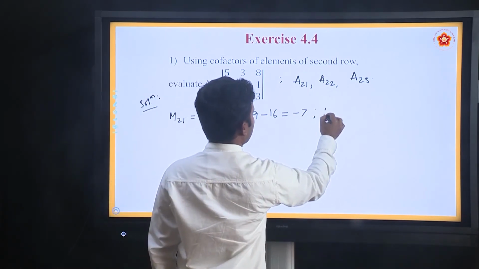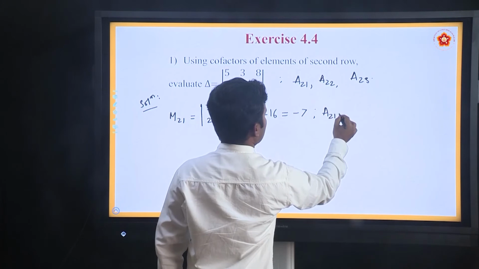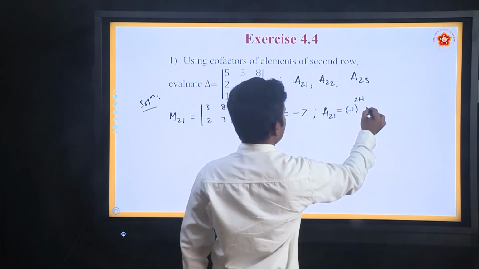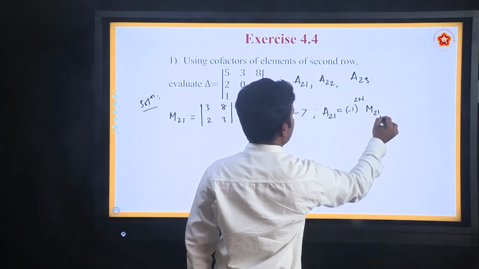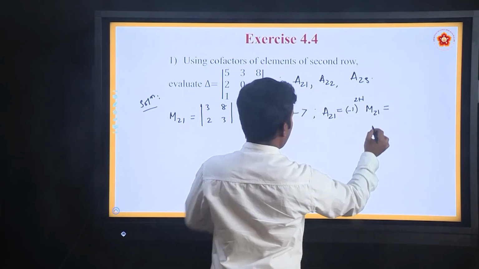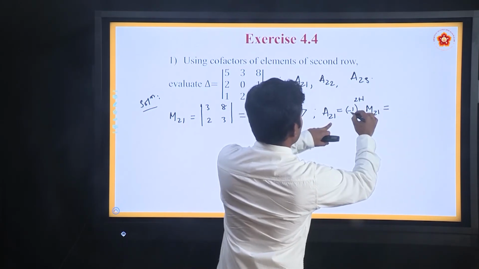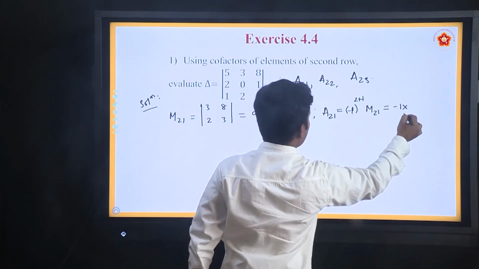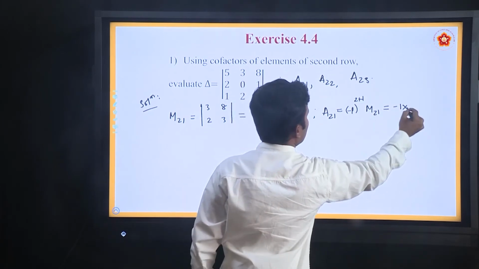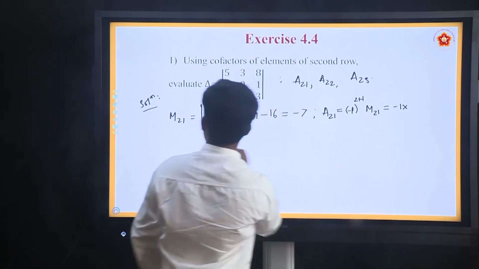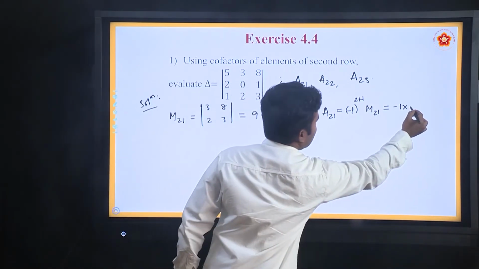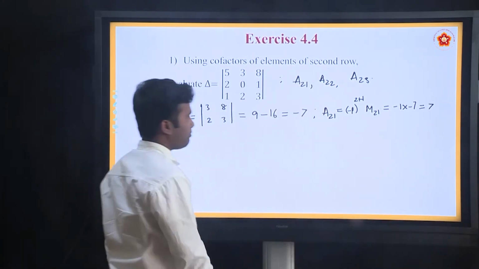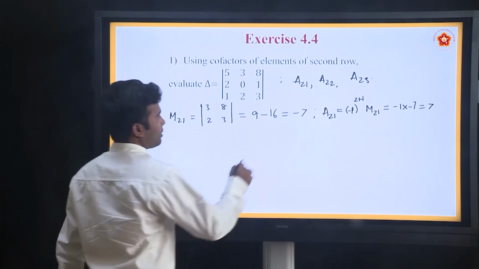And we can find the corresponding cofactor, A21, which is equal to minus 1 to the power 2 plus 1 into M21. So, minus 1 to the power 2 plus 1 is minus 1 to the power 3, which is minus 1, into M21. M21 is minus 7, so minus 1 into minus 7. So, A21 is 7, okay.